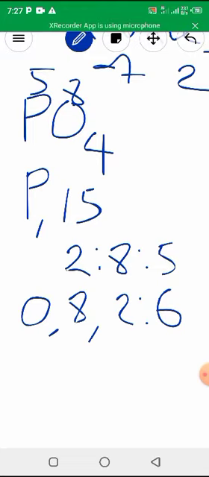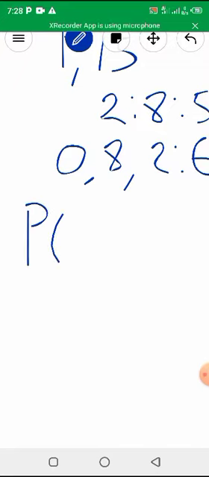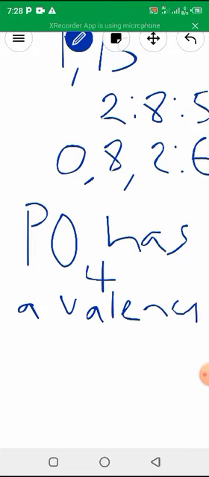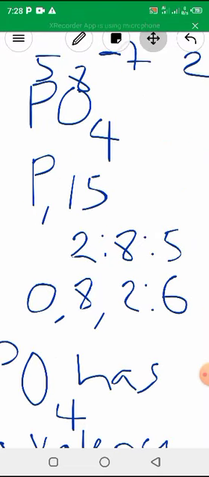Therefore, a phosphate, PO4, has a valence of 3, from 8 minus 5, which is 3.